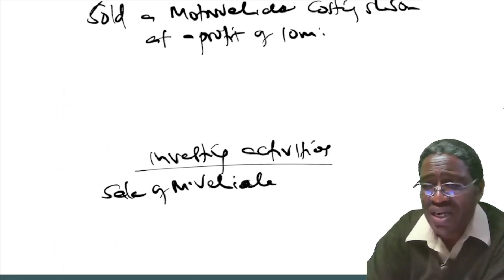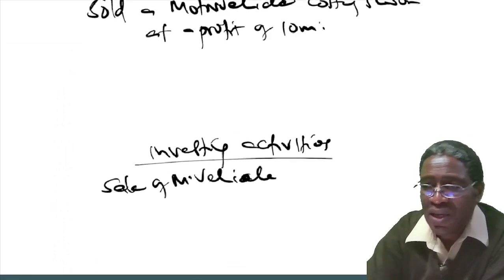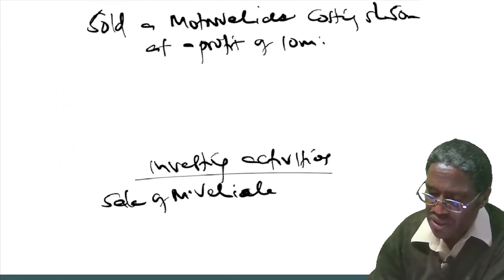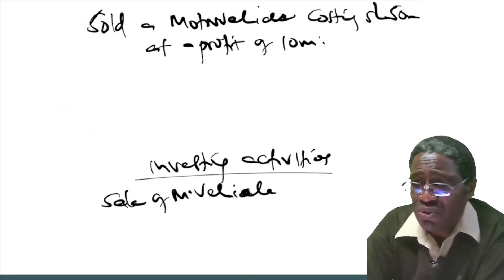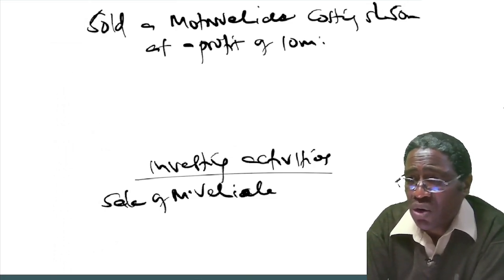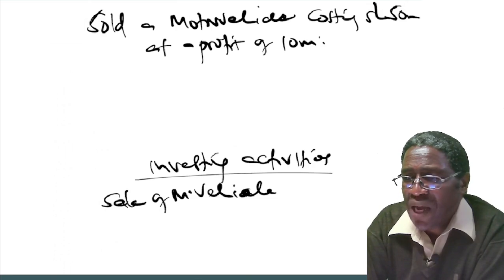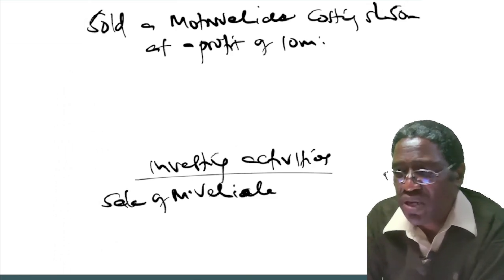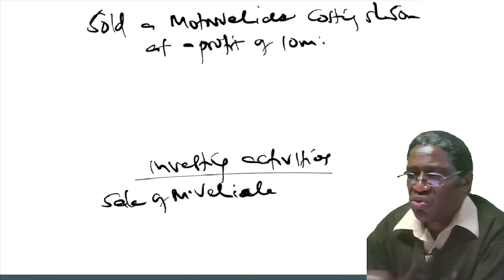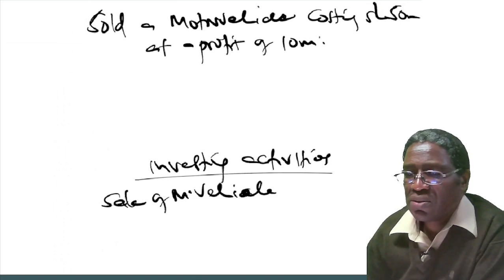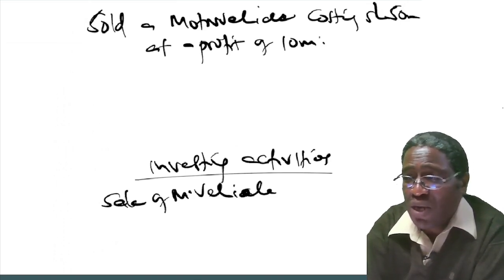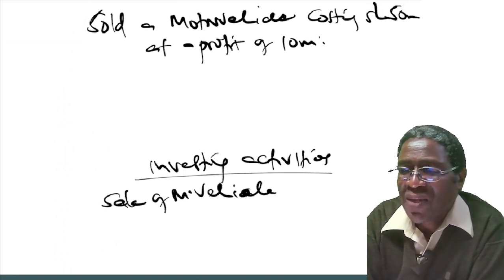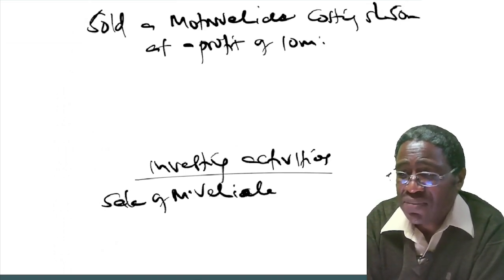When you are given additional information like that, and you are now required to prepare a cash flow statement, in your cash flow statement you will say sale of motor vehicle. How much? How much will you say you sold the motor vehicle for? If you are told during the year the company sold a motor vehicle costing 50 million at a profit of 10 million, that means you sold the motor vehicle for how much?